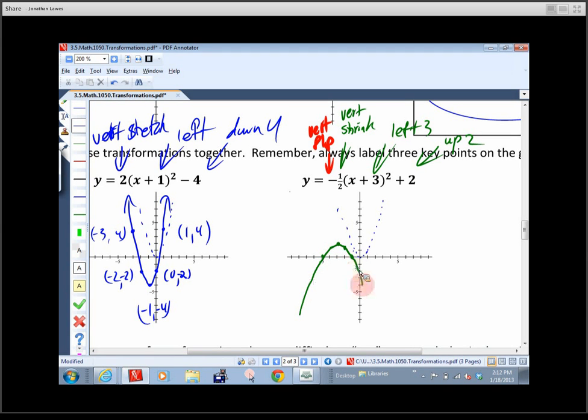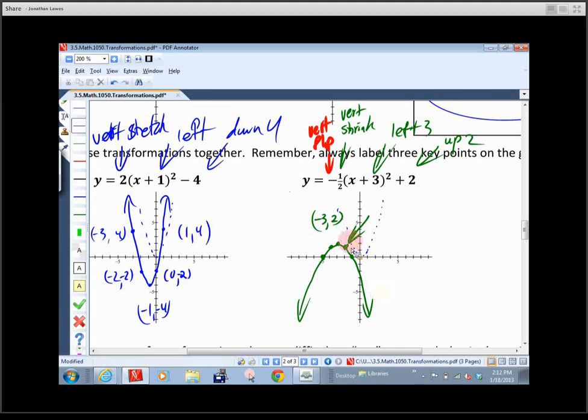Arrows on the end. Let's be really convincing that we know what we're doing. This point right here was -3, 2. What's this one right here? Right there.